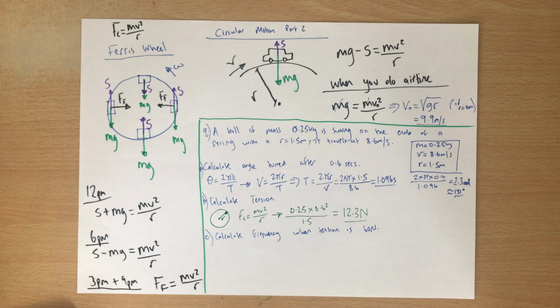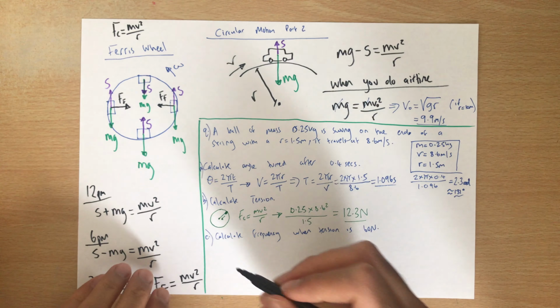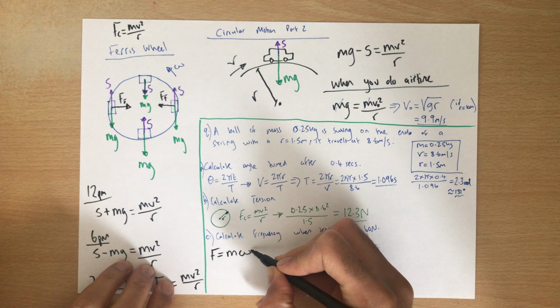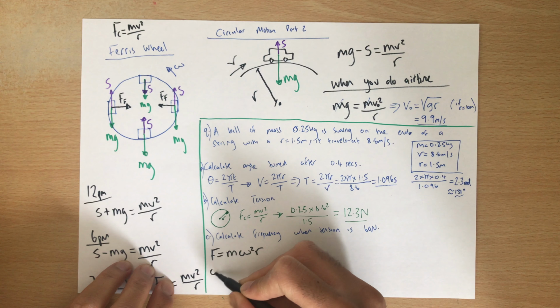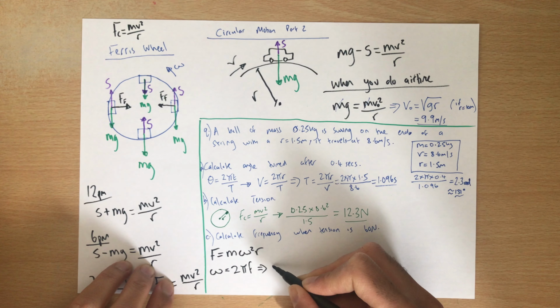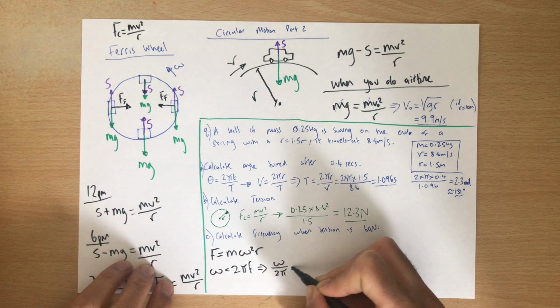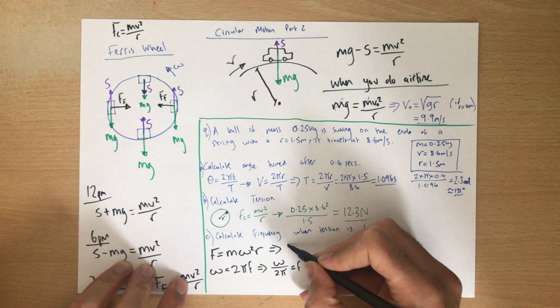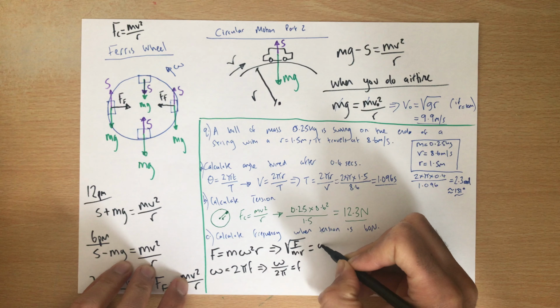The last question says calculate the frequency when the tension is 60 newtons. So we're going to calculate the frequency here, but there are 2 different equations we're going to use. The first one is F is equal to m omega squared r, and then we're also going to use omega is equal to 2 pi f. We're going to rearrange this one for f, which is omega over 2 pi, and rearrange the first one for omega. So the equation becomes the square root of F over mr is equal to omega.